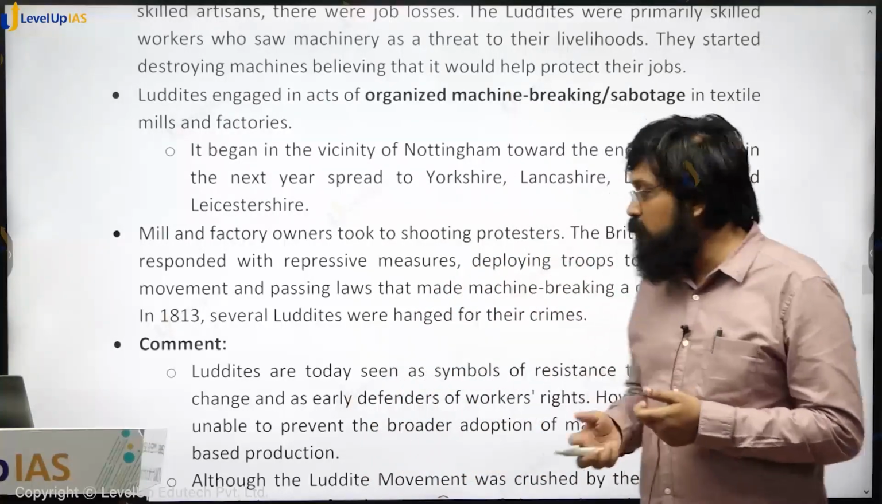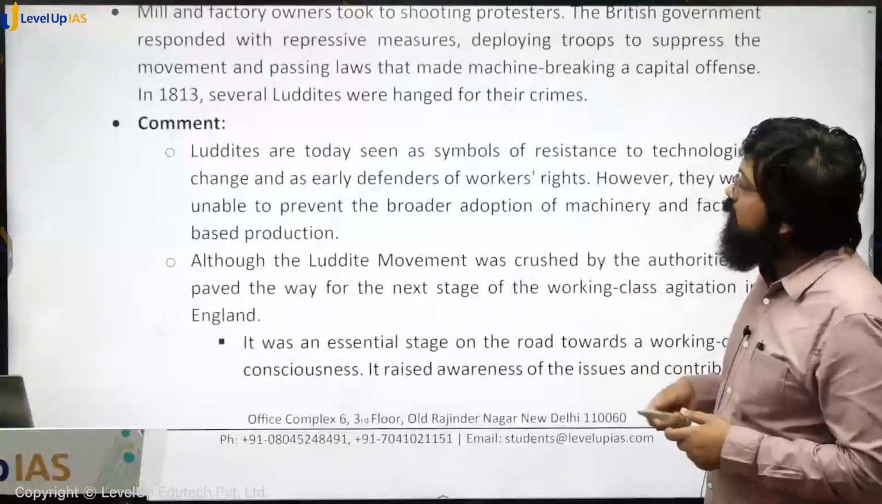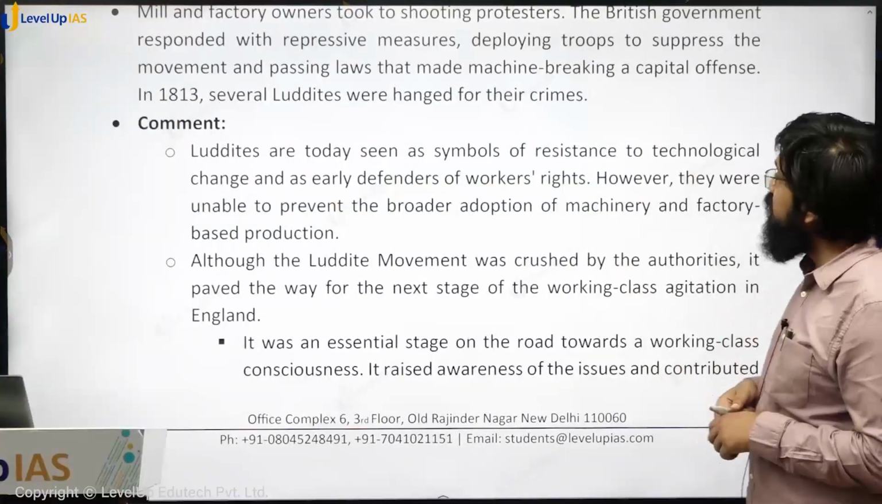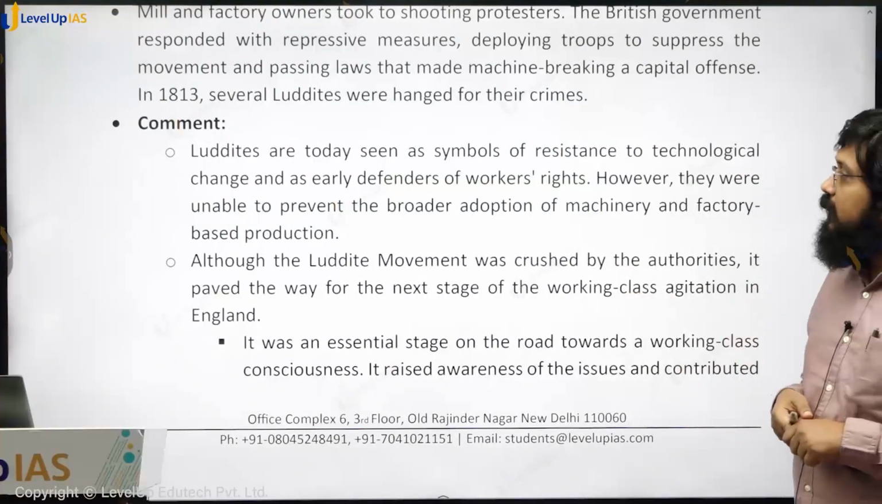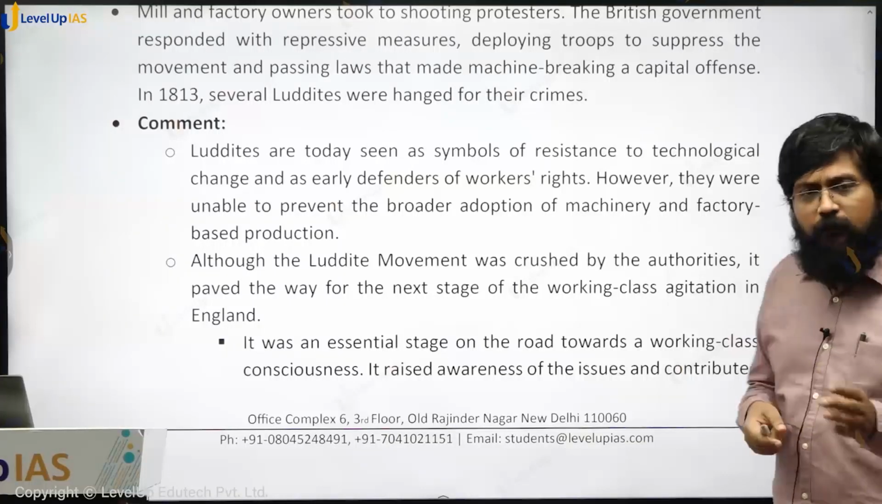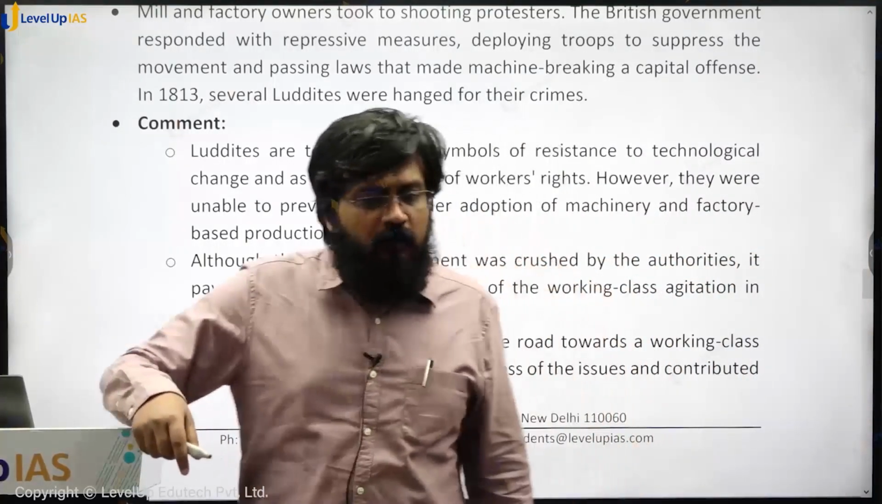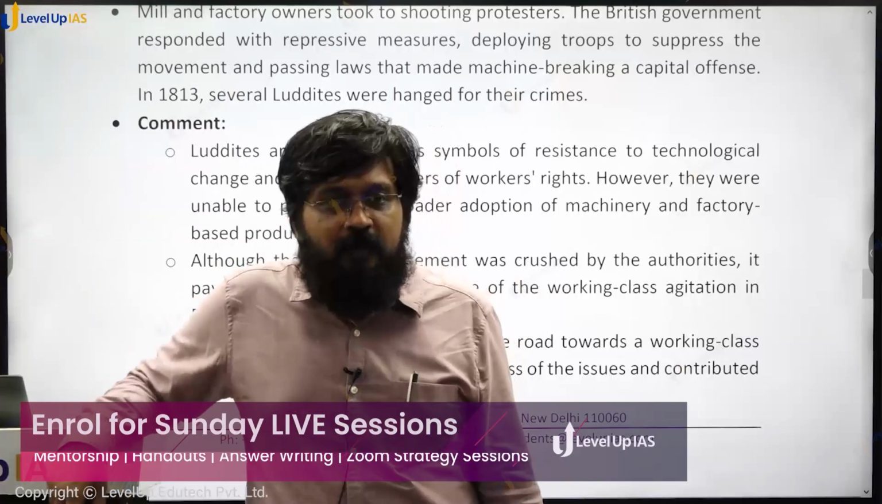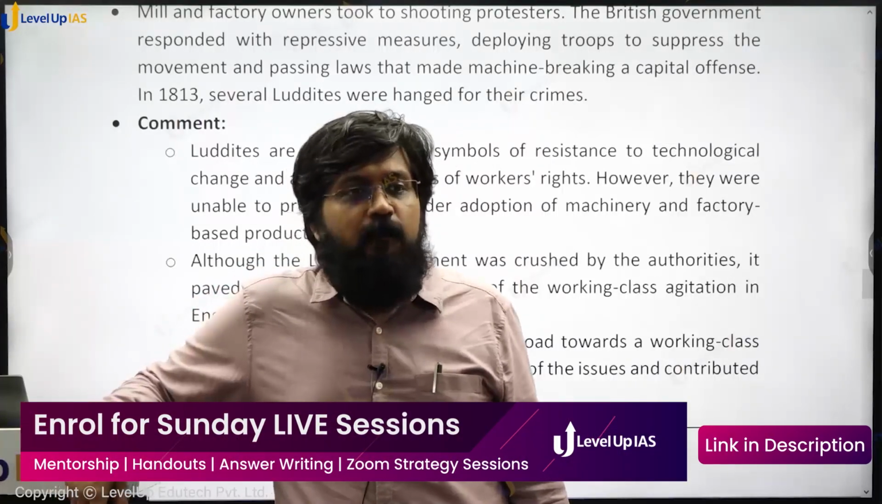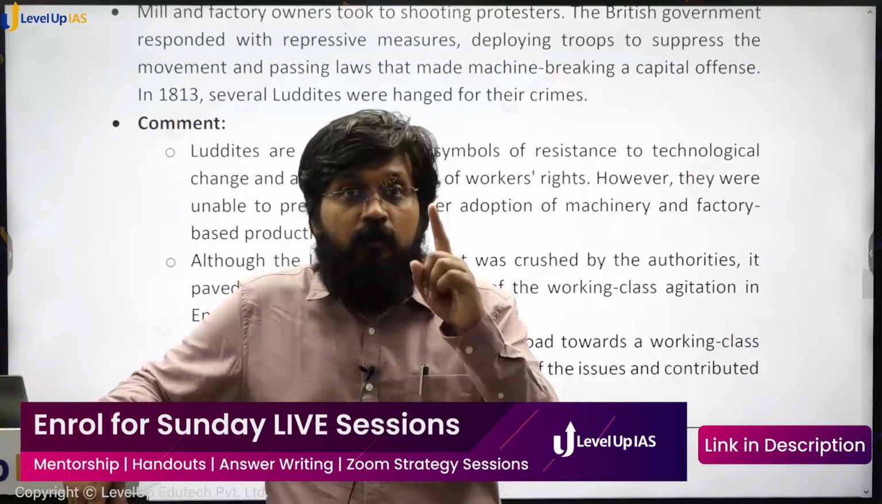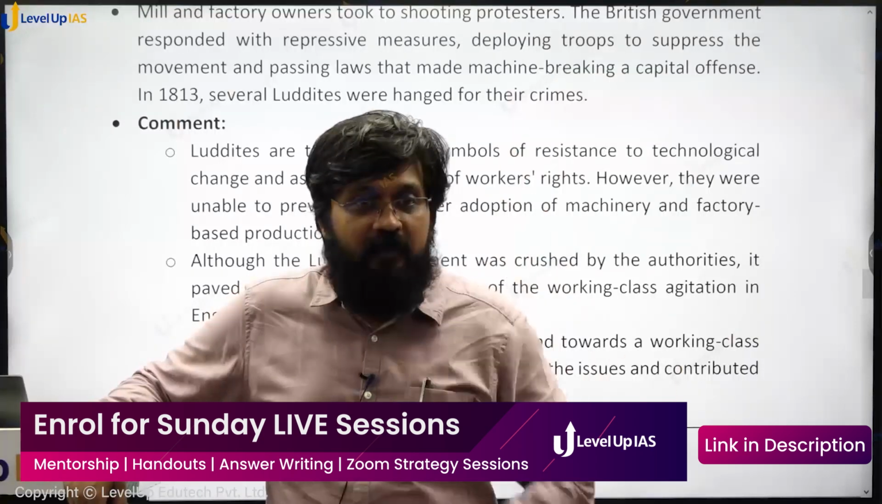So say Luddite movement उसको बोलते हैं. Some comments. Luddites are today seen as symbols of resistance to technological change and as early defenders of workers' rights. For example, computer आए थे. So we have like UP बिहार के कुछ political parties है, सपा बसपा. These parties in 1980s had opposed Rajiv Gandhi. Will not allow computers to come. Computer आएंगे, job चले जाएंगे.